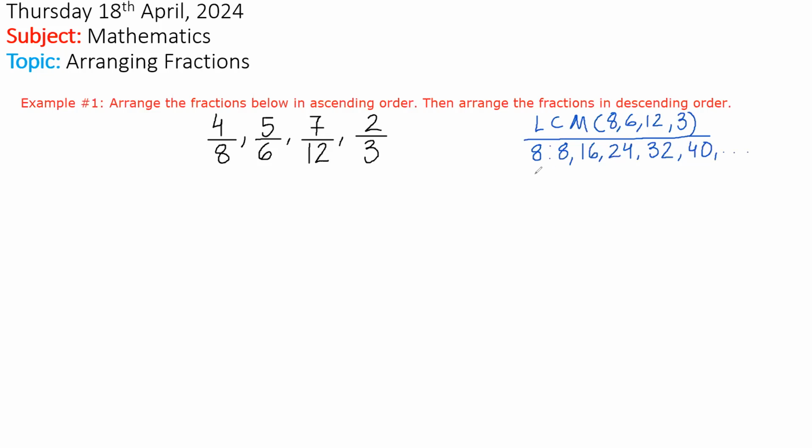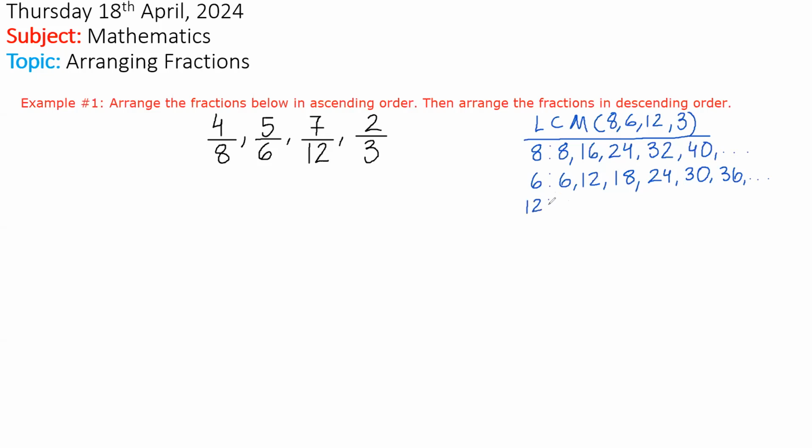And then the multiples of 6 are going to be what? 6. What else? 12. 18. What else? 24. Yeah, 24. 30. What else? 36, right? And the list continues, right? And then the multiples of 12 are what?